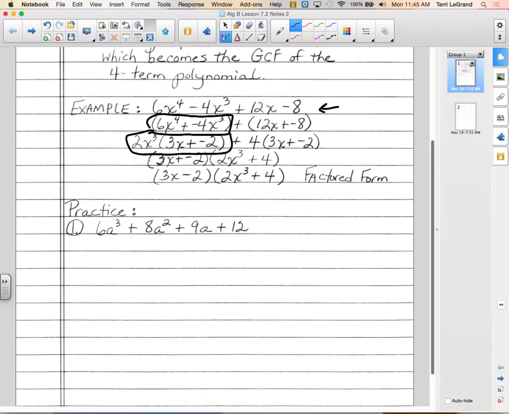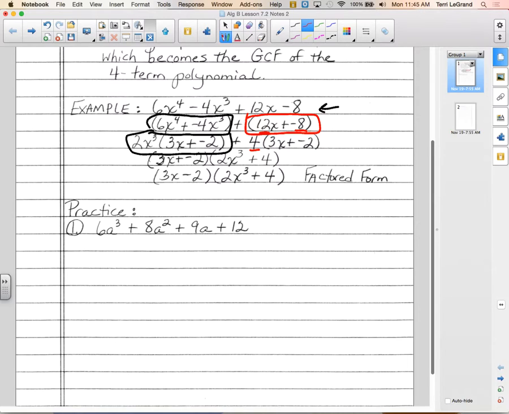Then we have our other group here. Here's the other group. We're going to look for what is its GCF. Well, the biggest number that can be divided out of 12, that can also be divided out of negative 8, is 4. The 12x has x's, but the negative 8 doesn't. So we can't have any x's in our GCF. So our GCF this time is just that 4.